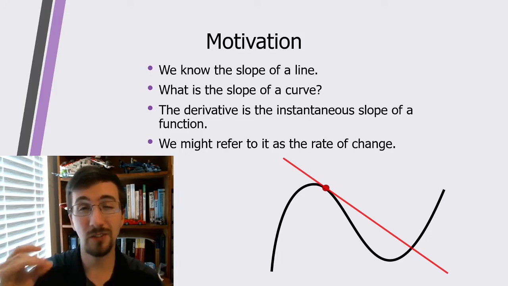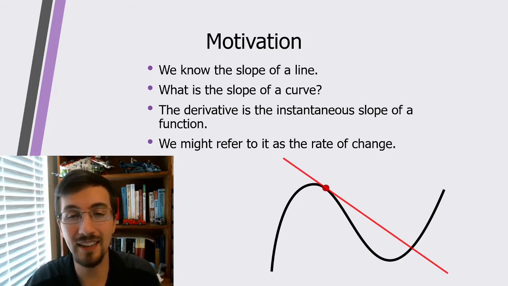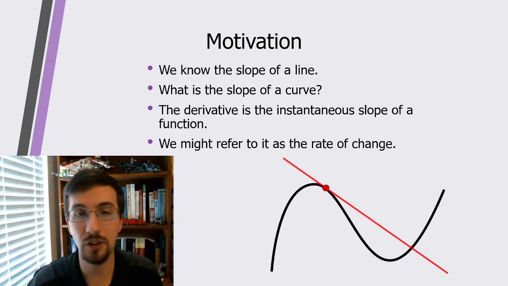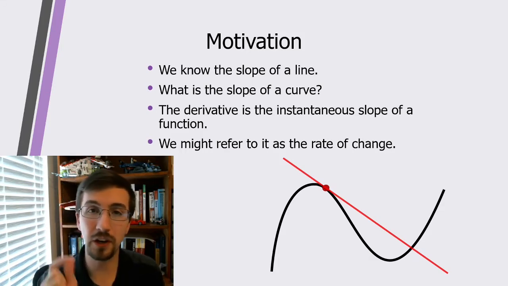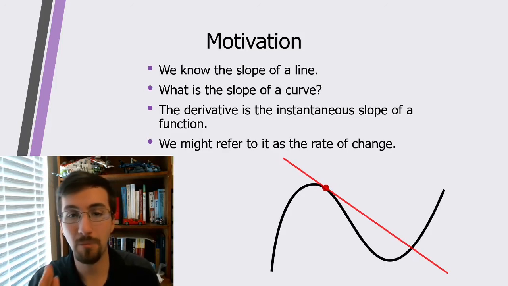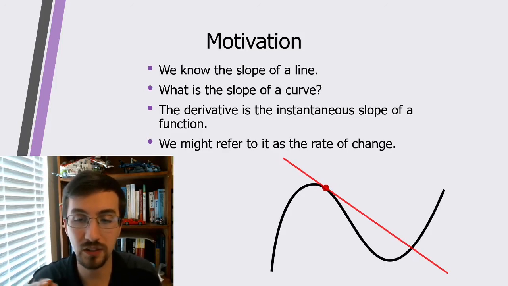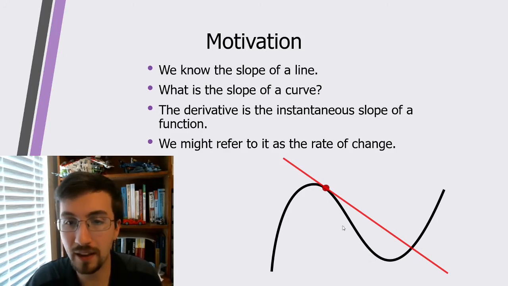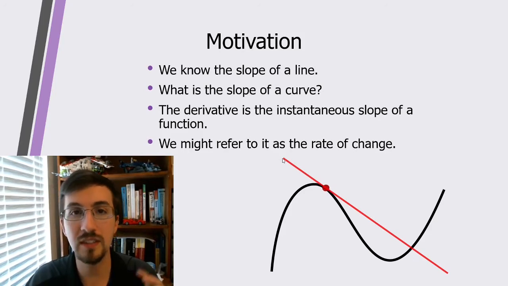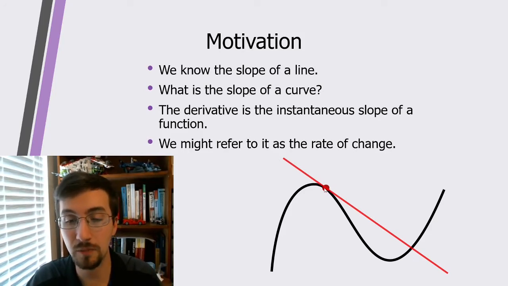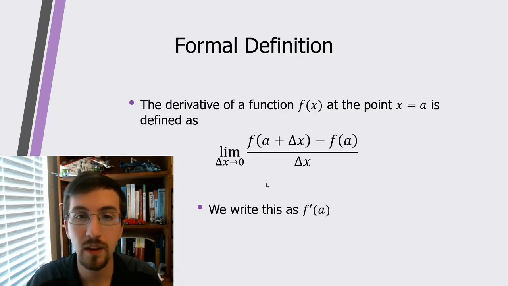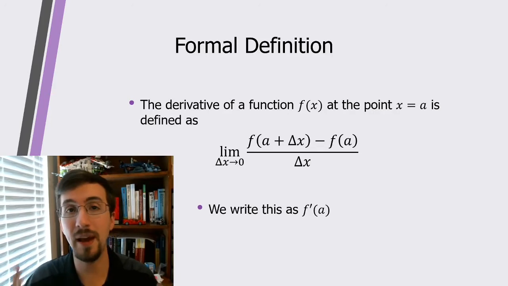So the definition of a derivative is the instantaneous slope of a function. So it's the slope of a curve at a specific point. Sometimes we'll refer to it as the rate of change of the function. As we can see in this picture here, the black line is our curve that we're looking at, and this red line shows you the slope at the point right here. So if we had a straight line with the same slope at this point, this is what it would look like.